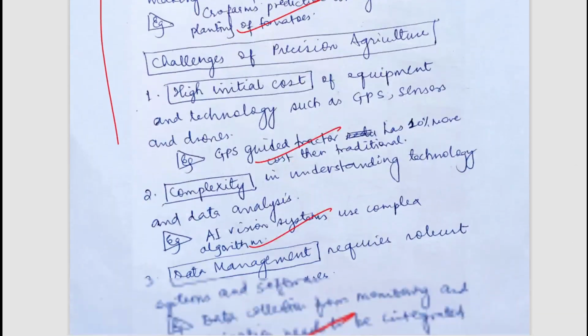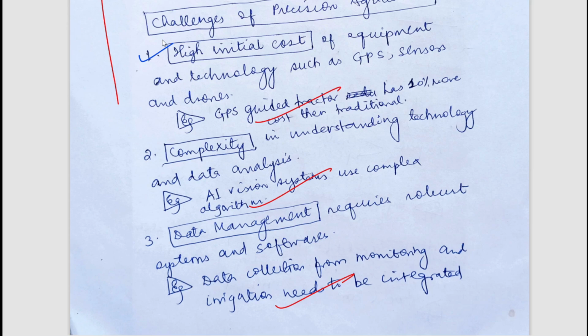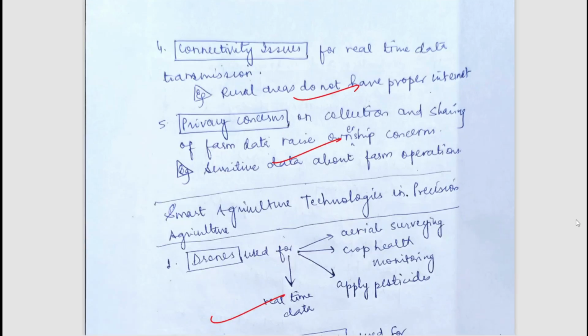There are certain challenges also, such as high initial cost. Obviously, for having technologies such as drones, GPS, sensors, you need a high amount of initial cost. Complexity, especially for the rural farmers, the smaller marginal farmers, these technologies become very complex to understand. There could be problems of data management, there could be connectivity issues, privacy concerns could be there. So very well written point. You can pause at different intervals and read the answer.